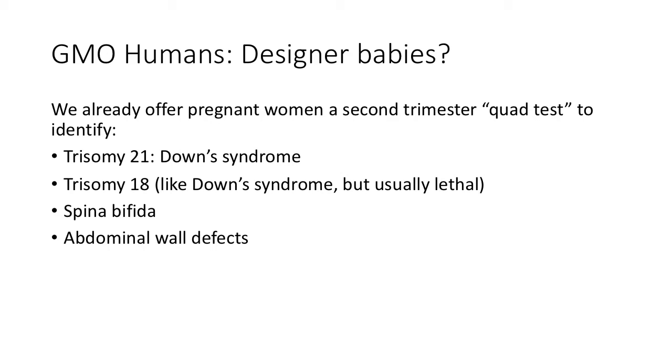So these tests are given to let families prepare for the possibility that their baby would have one of these conditions. But of course, in states where abortion is legal, women then also have the opportunity, if they learn about this before the second trimester, to have an abortion based on what they might discover about the genetics of their baby.